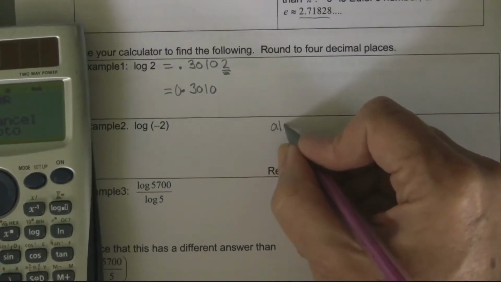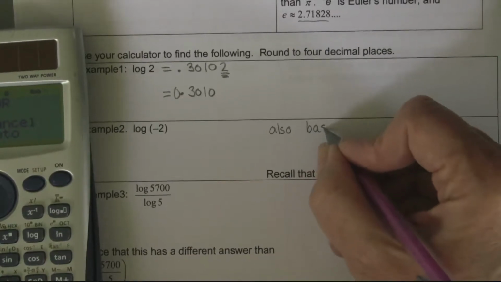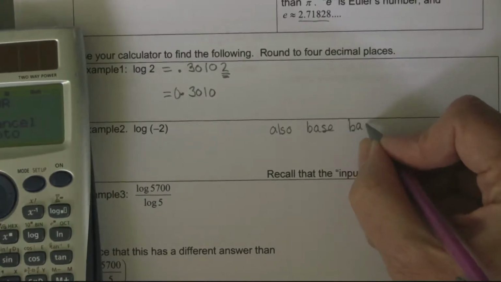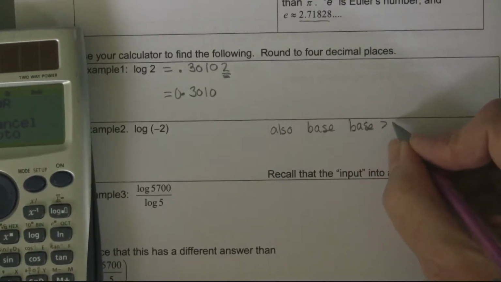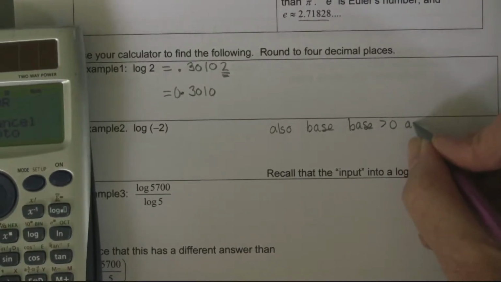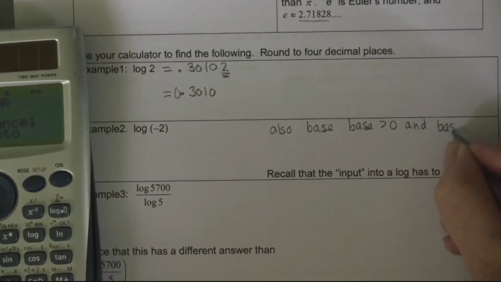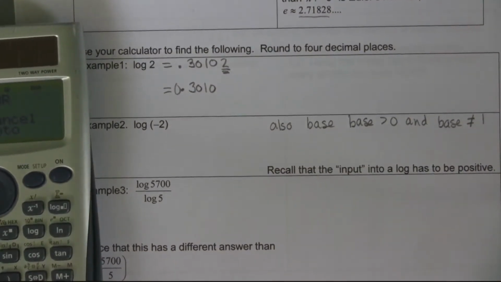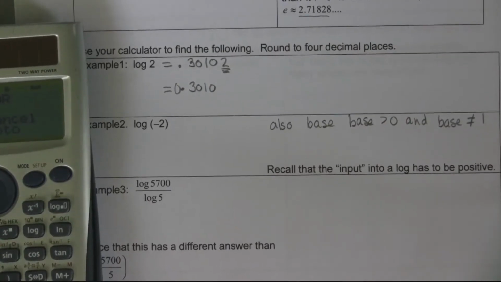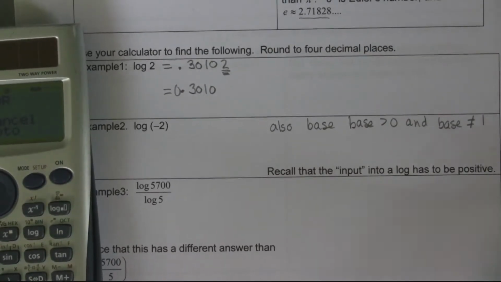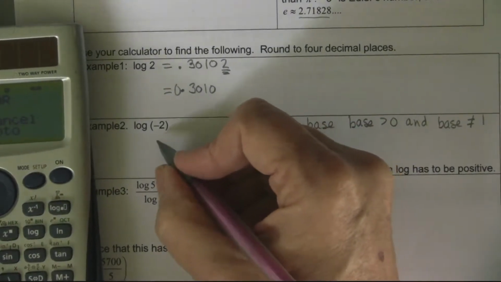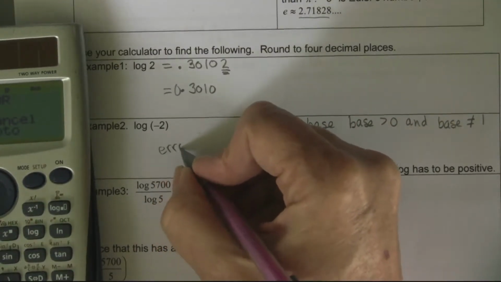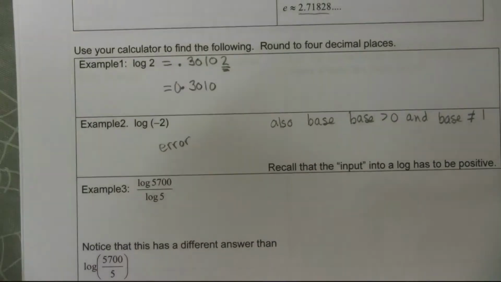Also, the base, I'm going to call it B, the base has to be greater than 0, and the base cannot be equal to 1. So those are some things that we know about it. And so I'm not surprised that it gave me error, because the input into the logarithm has to be positive. So this gave me error, and I'm not surprised that it did.